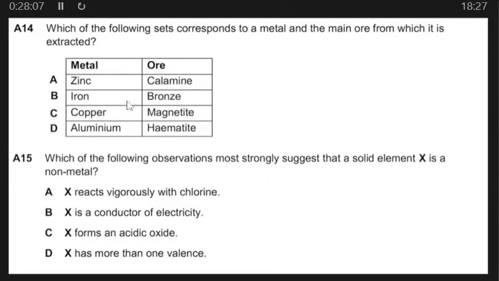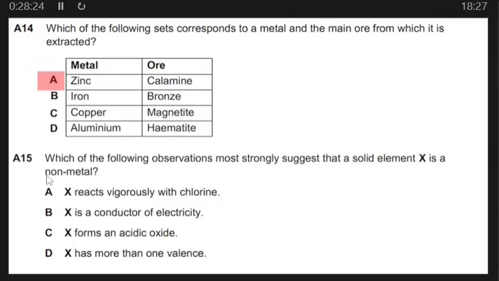Here iron, they're saying bronze, no. This is actually an alloy. Copper, magnetite, no. This magnetite is actually from iron. Then aluminium, hematite, no. Hematite is actually for iron. So the correct answer is A.